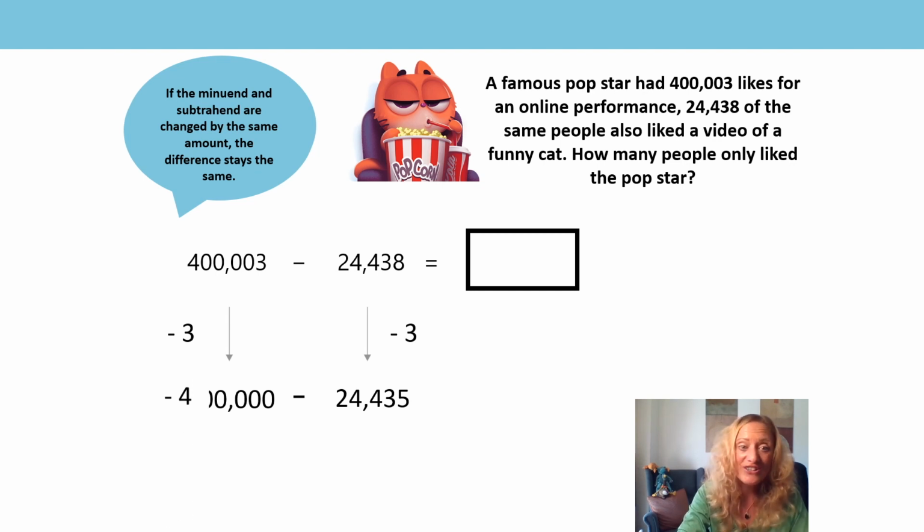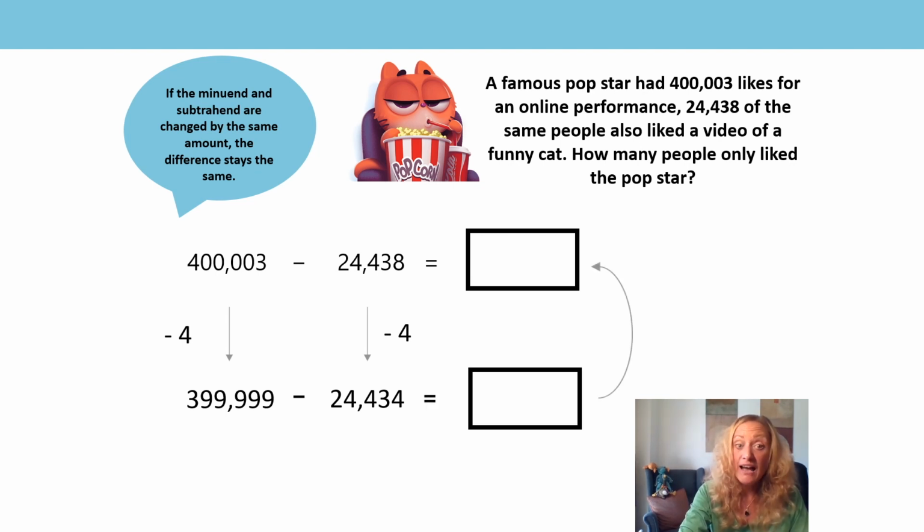If I subtract another 1, excellent. So if I subtract by 4 altogether, my minuend will be 399,999. And we know I don't need any exchanging then, do I? Have I finished now? No, I've got to subtract by the same amount on the subtrahend. So I need to remove one more there, don't I?